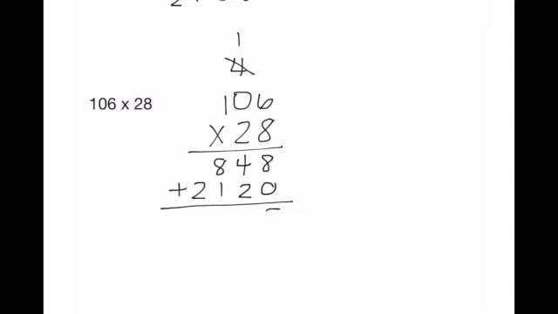8 plus 0 is 8. 4 plus 2 is 6. 8 plus 1 is 9. And 0 plus 2 is 2. That's it. We are done. Okay? Everything's looking good. We have just multiplied and we did a great job at it.